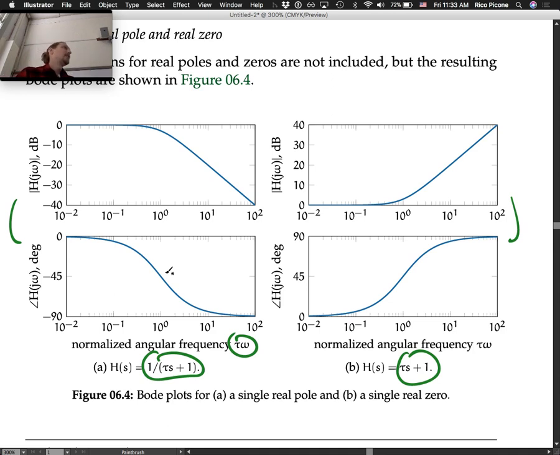Just how when you guys were first learning how to do plots of like f of x, and then they were like, what if you're doing f of 5x? What does your plot look like? And you had to like squish it. Remember that?